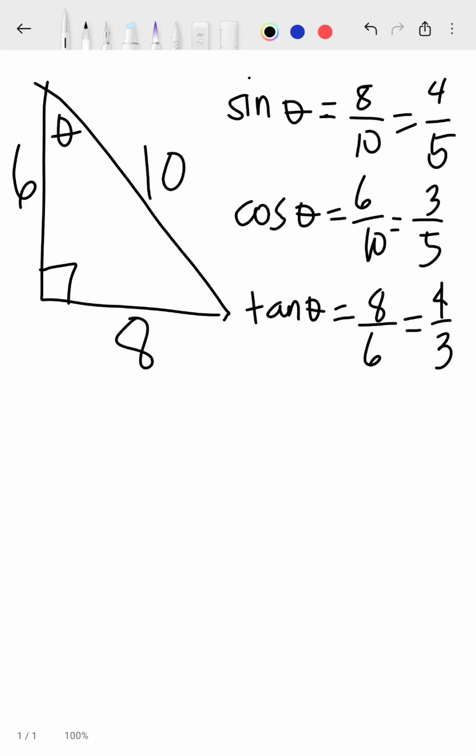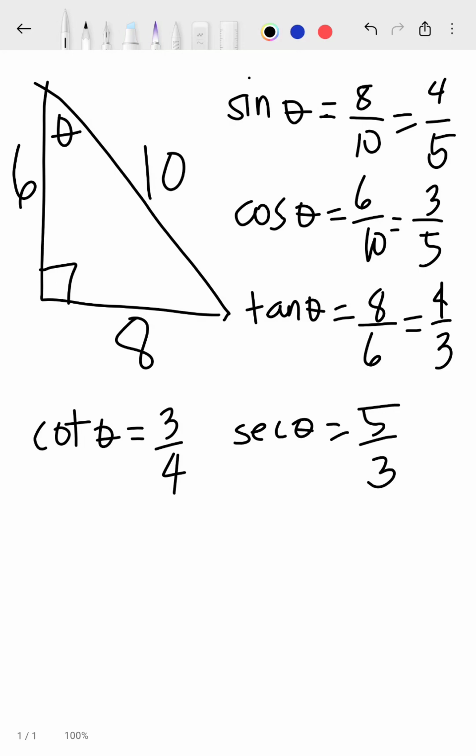Kunin na lang natin yung reciprocal nila. Ang reciprocal ni tangent ay cotangent. Babaliktarin ko lang si 4 over 3. Gagawing 3 over 4. Si secant theta, ang kabaliktaran niya si cosine. So, yung 3 over 5 magiging 5 over 3. And last but not the least, si sine theta ang kabaliktaran ni cosecant. So, yung 4 over 5 magiging 5 over 4. So, ayan po.